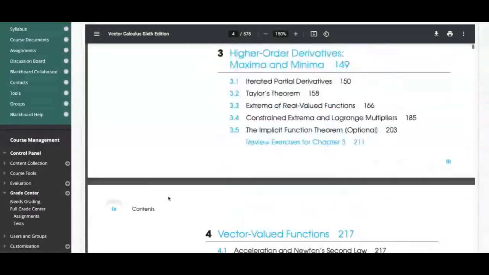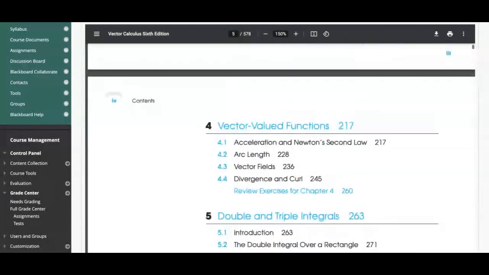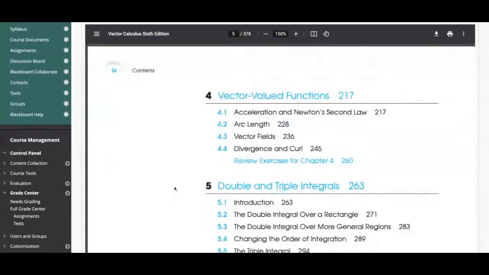Okay, so we have covered chapter 1, chapter 2, chapter 3. So we're going to chapter 4. In chapter 4, we're going to talk mainly about arc length, which is sections 4.1, 4.2. Israel presented one question to calculate the arc length. So that's for 4.2. Vector fields, I'm not sure if I listed that in homework.